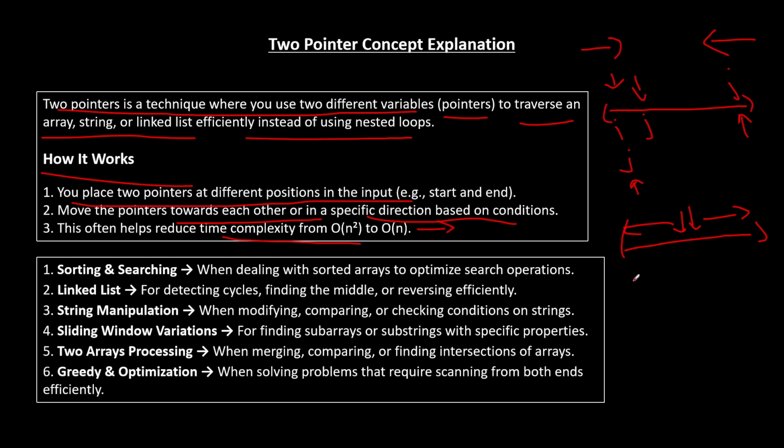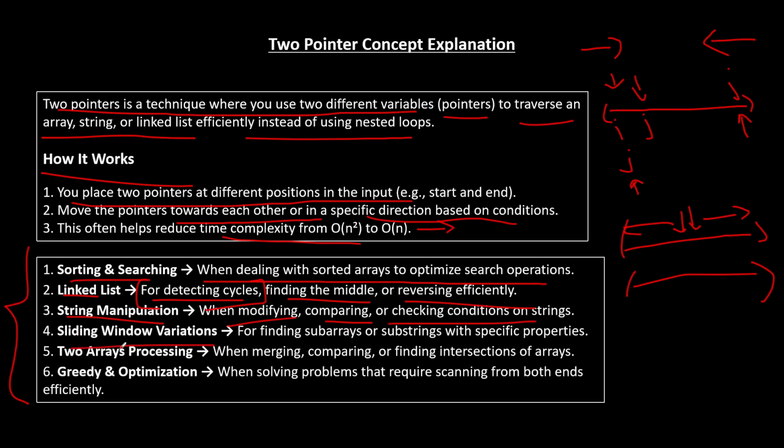Second thing, if we have any question where traversing with a single pointer is not manageable, we use two pointers there. And places where we use two pointers could be sorting and searching, when dealing with sorted arrays to optimize search operations; linked lists for detecting cycles, where we use the concept of fast and slow pointers, which we will study when we solve the questions based on linked lists, and finding the middle or reversing efficiently; string manipulation, when modifying, comparing, or checking conditions on a string, where sliding window is the most important one, using two pointers for finding subarrays or substrings with specific properties; two arrays processing, which we are doing right now, when merging, comparing, or finding intersections of arrays; and greedy and optimization, when solving problems that require scanning from both ends.